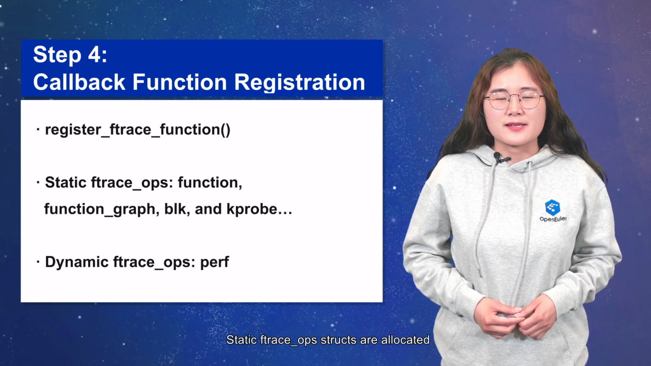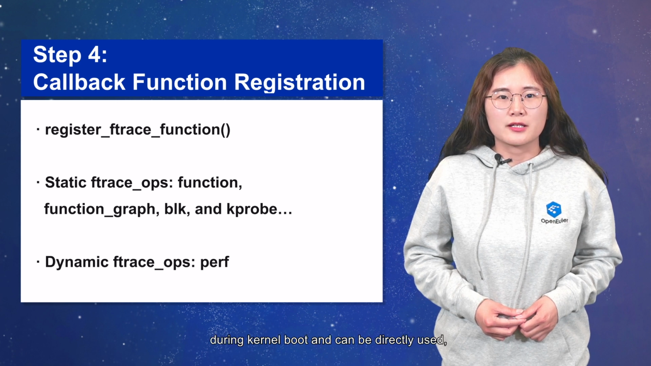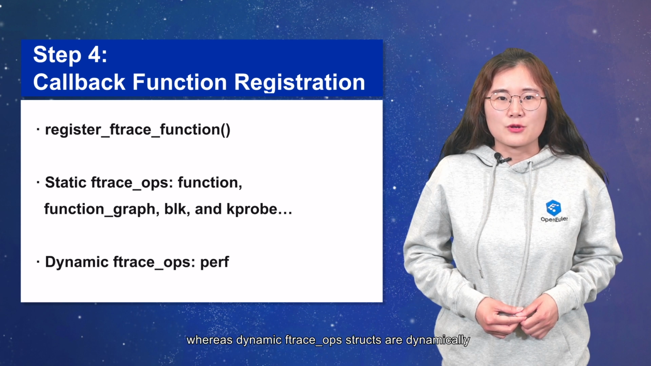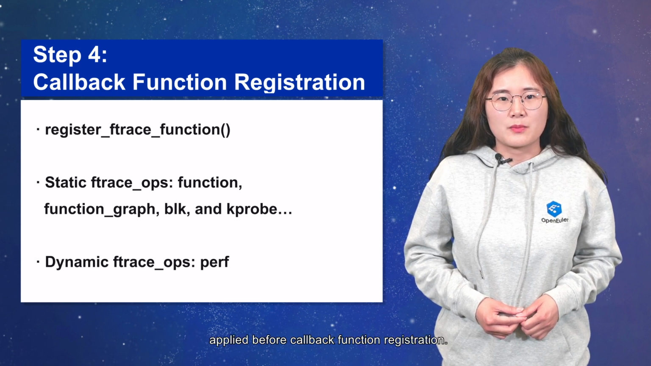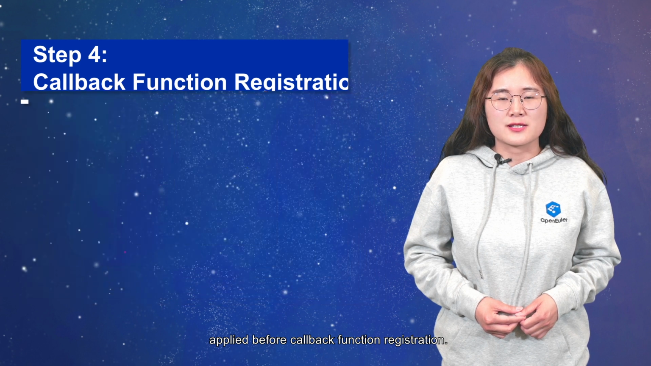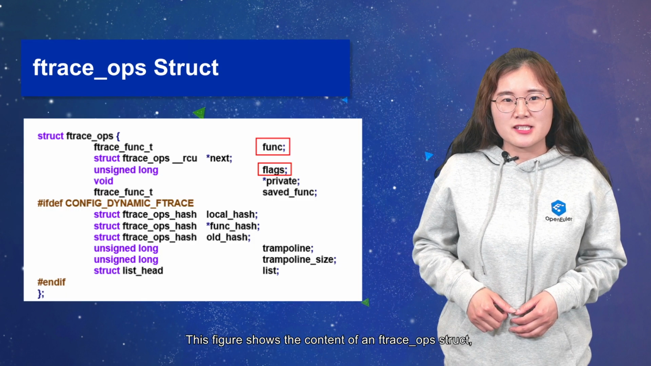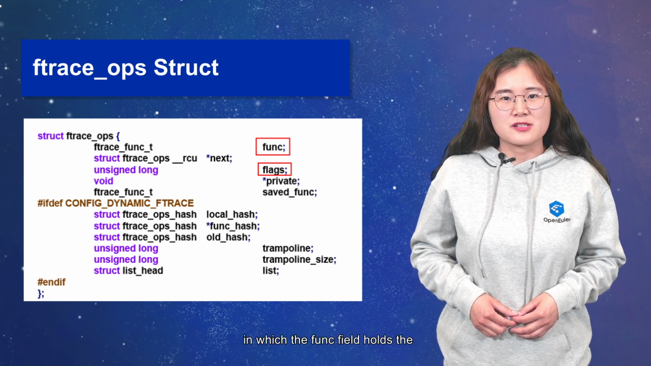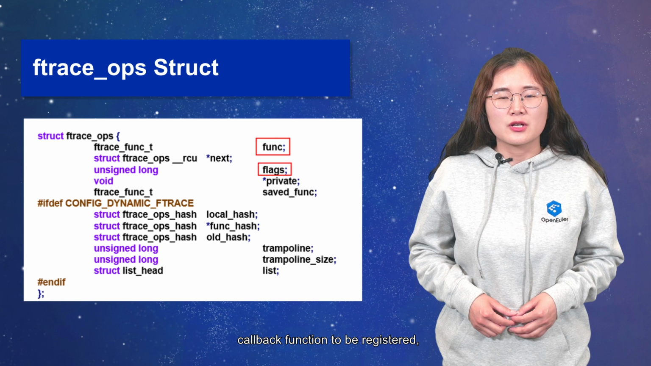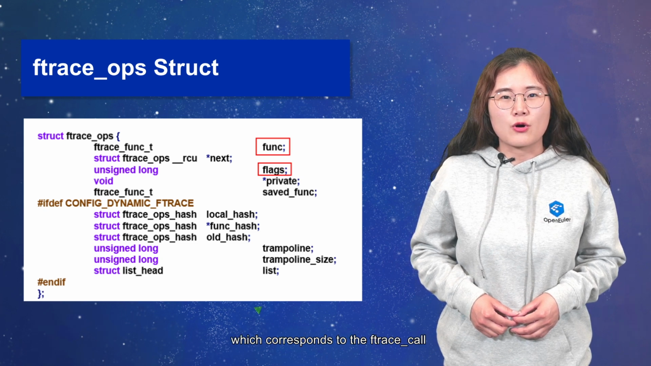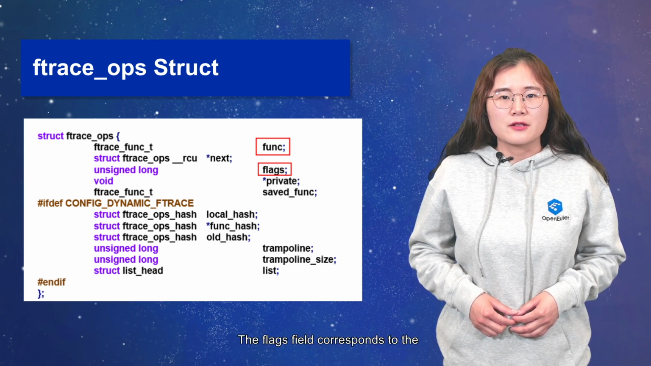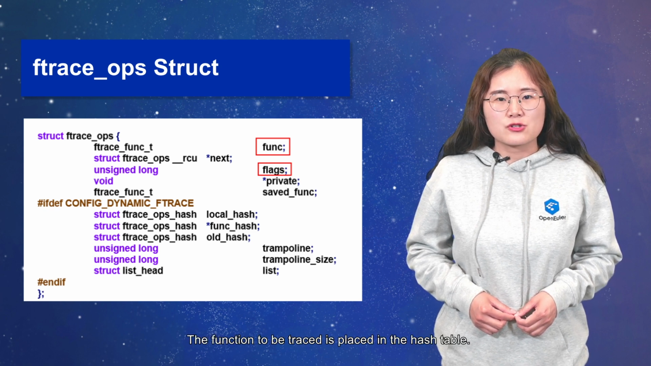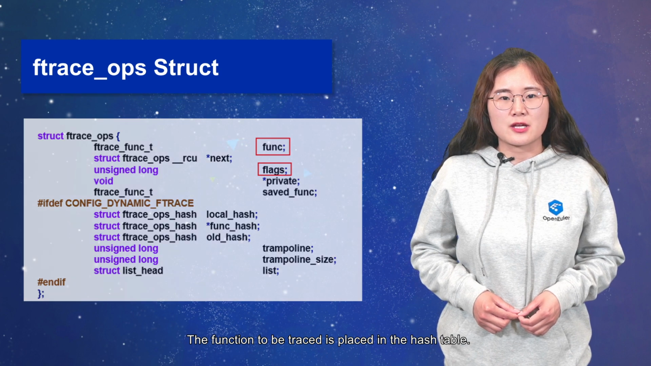Static ftrace OPS structs are allocated during kernel boot and can be directly used, whereas dynamic ftrace OPS structs are dynamically allocated before callback function registration. This figure shows the content of an ftrace OPS struct, in which the func field holds the callback function to be registered, which corresponds to the ftrace call in the ftrace caller entry. The flags field corresponds to the flag field in ftrace pages. The function to be traced is placed in the hash table.